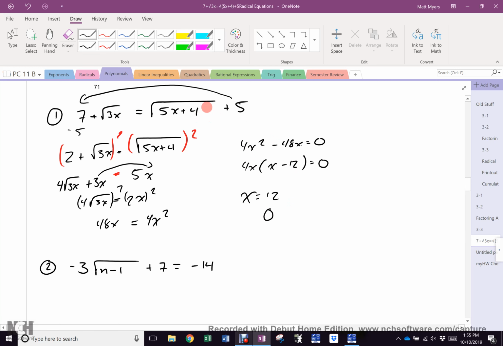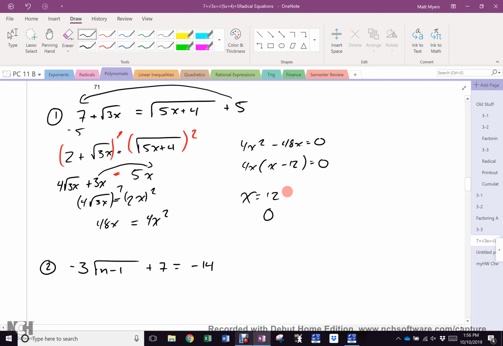What's the square root of 4? Plus 5? 7. What's 3 times 12? 36. What's the square root of 36? What's 7 plus 6? Is 13 the same as... Oh, wait, I just used 12 and 0. See? 5 times 12 is what? 60. Plus 4? Square root of 64? 8 plus 5? 13. 7 plus 6, 13.